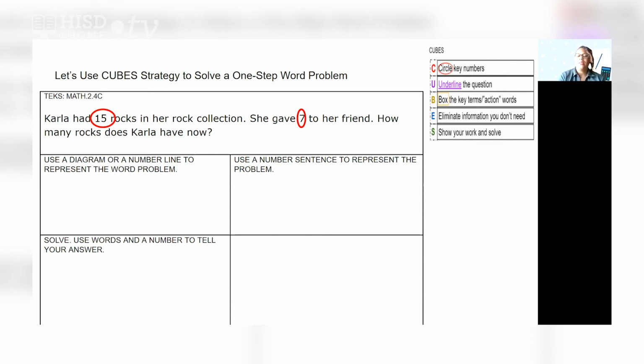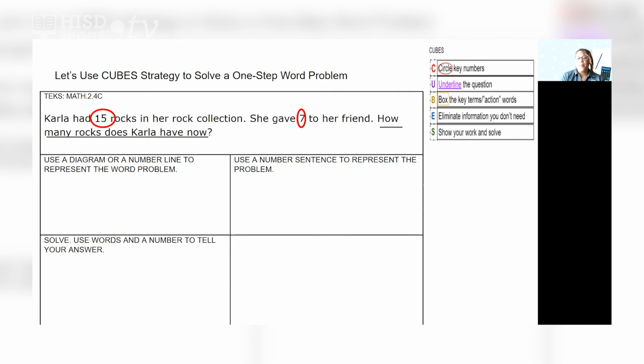Next, I want to underline my question. So my question means, what are they asking me to figure out? What do I need to know to get to the answer? They're asking me, how many rocks does Carla have now? So I would underline my question, how many rocks does Carla have now?